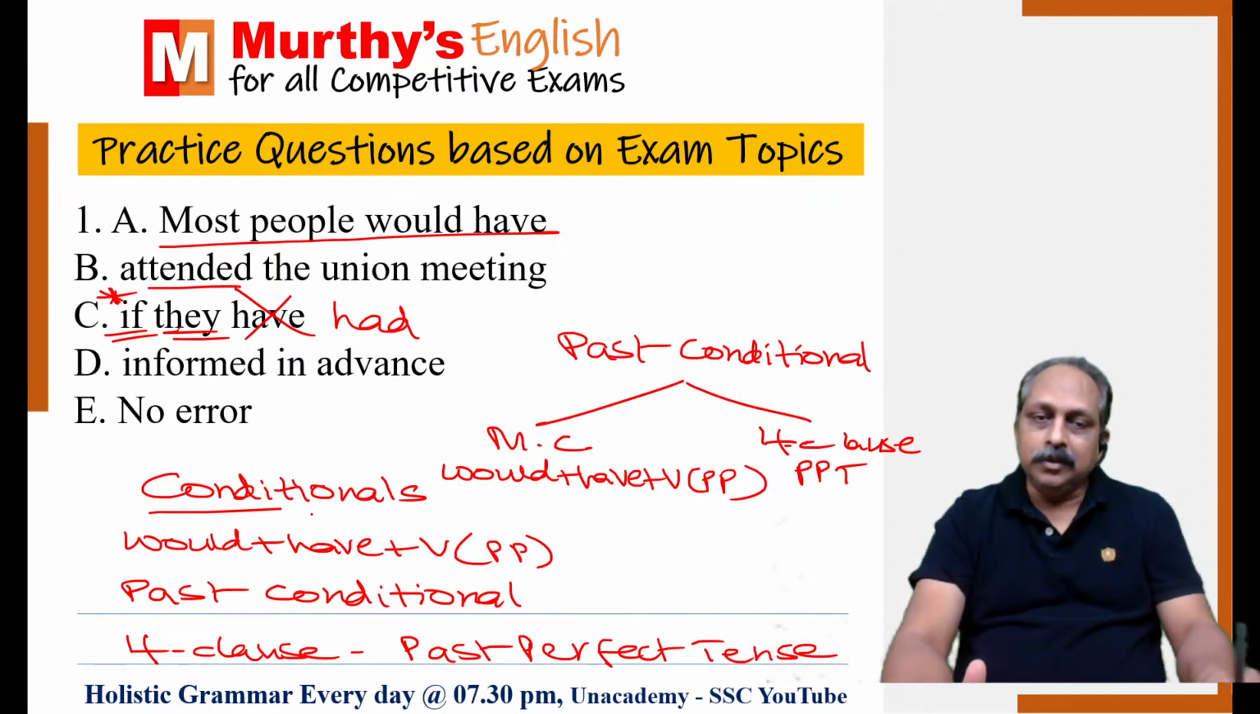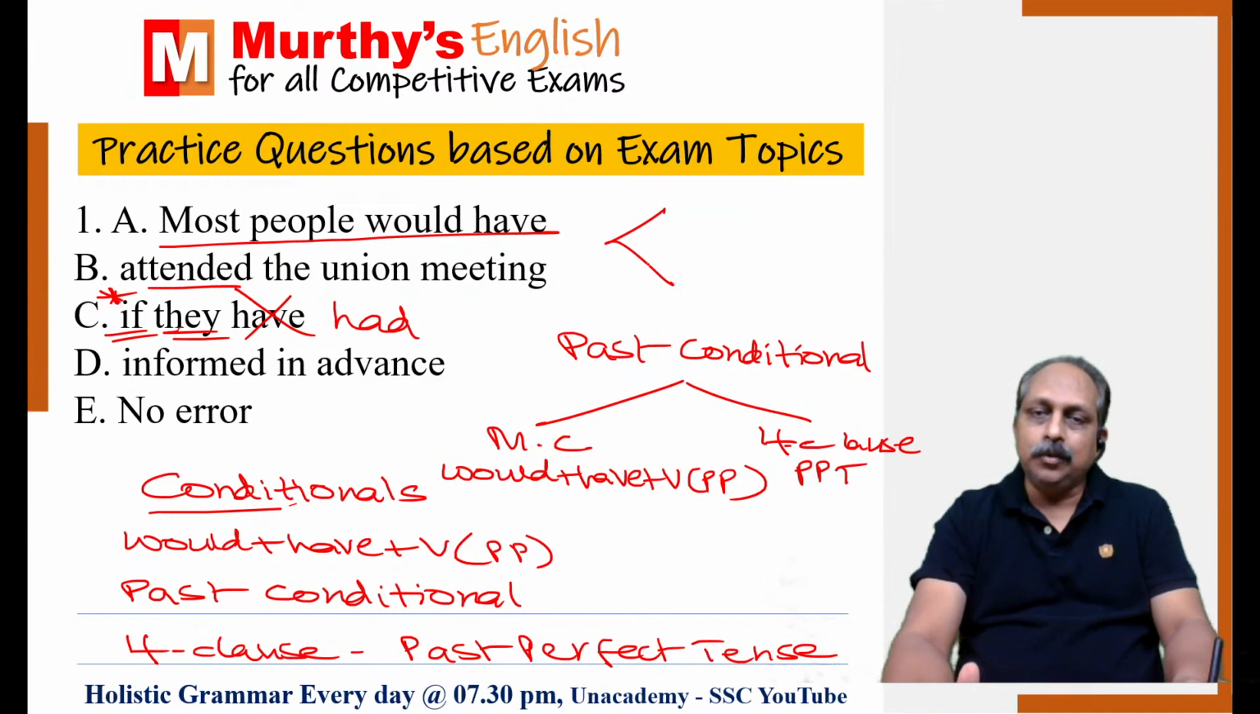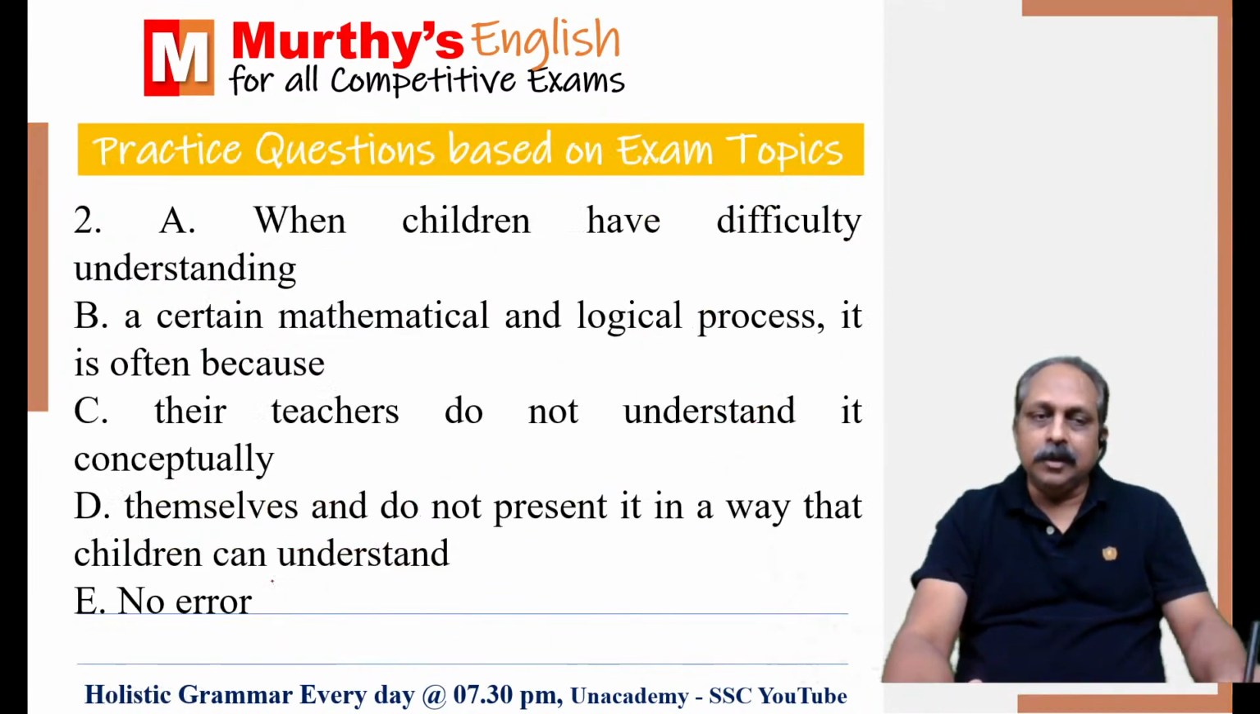Whenever you look at a particular question, look beyond the question. Here, conditionals. Then you recollect how many conditionals we have in English. Broadly, we have three types: present conditionals, past conditional, zero conditional. Present conditionals again have two types: open conditional and hypothetical conditional. Try to recollect, that helps in the long run. You can consolidate your knowledge. Please go to question number two.